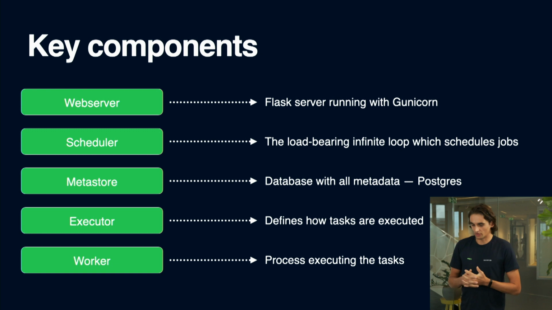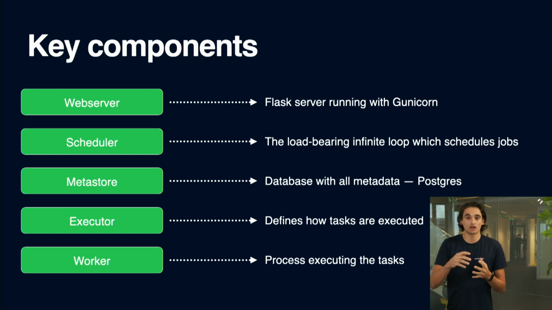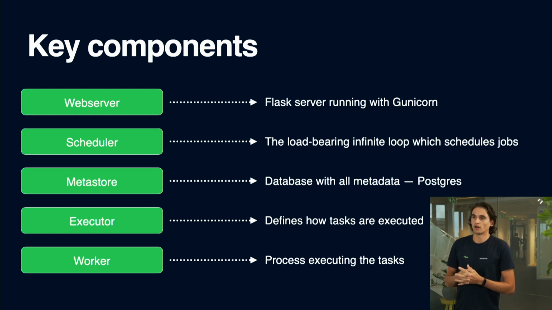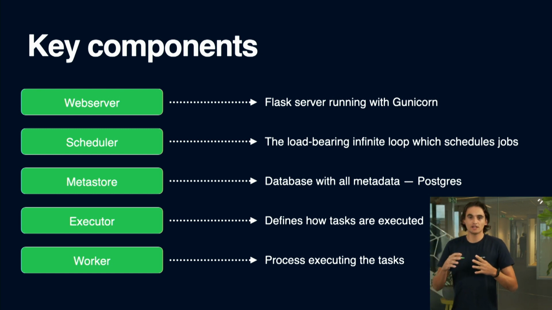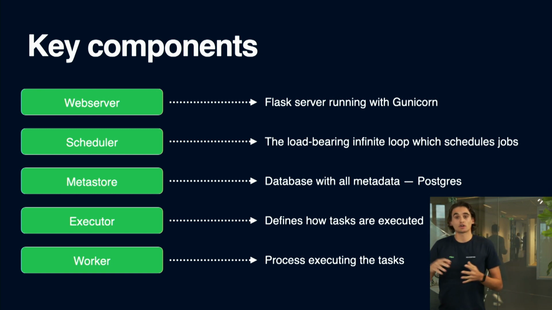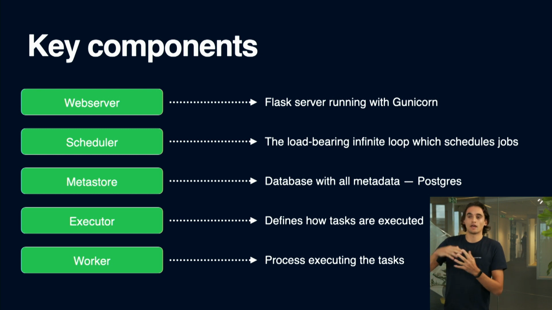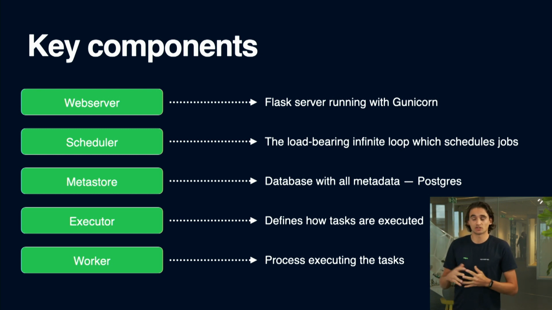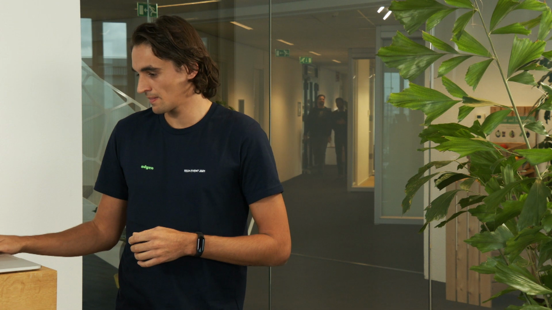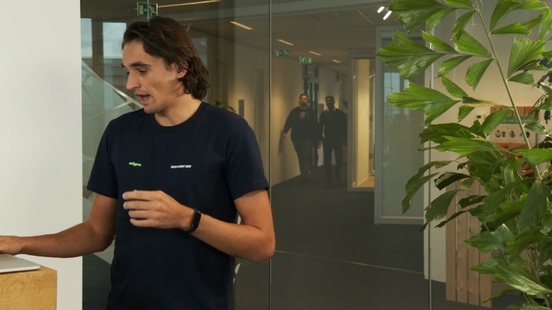And then we have the executor. And the executor is a part of the scheduler that makes sure that once a task is ready, it actually gets sent to the workers, and then the final part is the worker that picks up this message and actually executes the task. And this is quite an important slide for what's coming next.